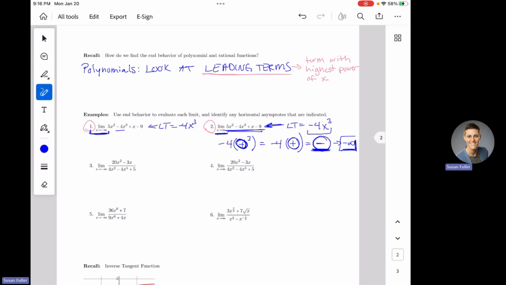And so I'm just going to say, okay, well, x is heading toward -infinity. It is a huge negative number. I'm going to plug it into my leading term and see what happens. So x is a huge negative number. So when I plug that in for x, I'm going to take that huge negative number and I'm going to raise it to the third power.